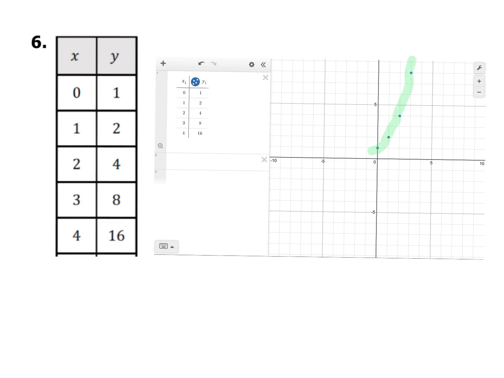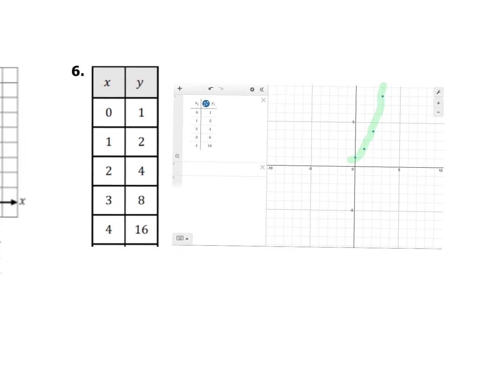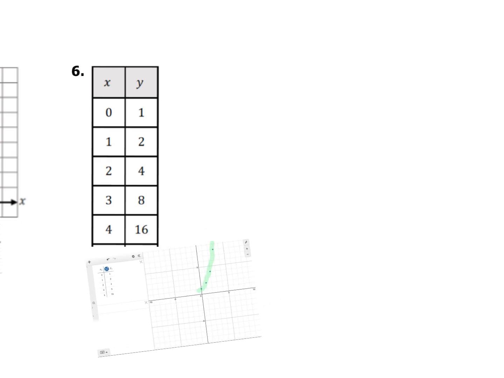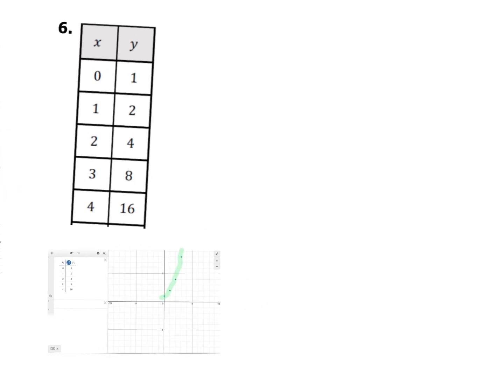It looks like a little curved. A little curved. Okay, so since it's a little curved, that means it can't be linear. Linear would be perfectly straight. So if it's just a little bit curved, let's see if it's exponential.